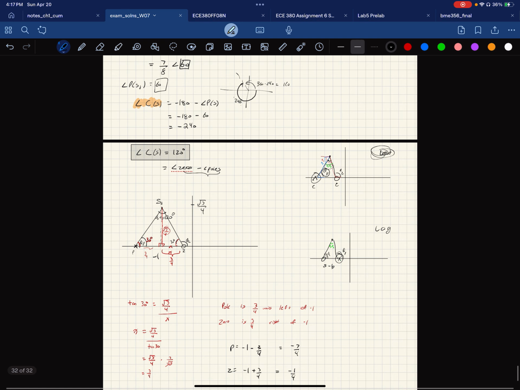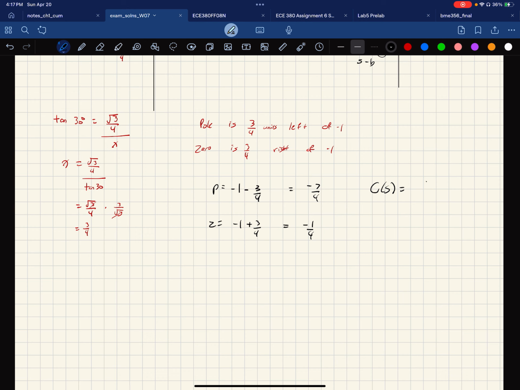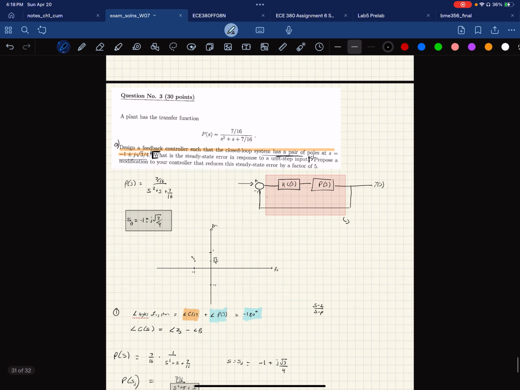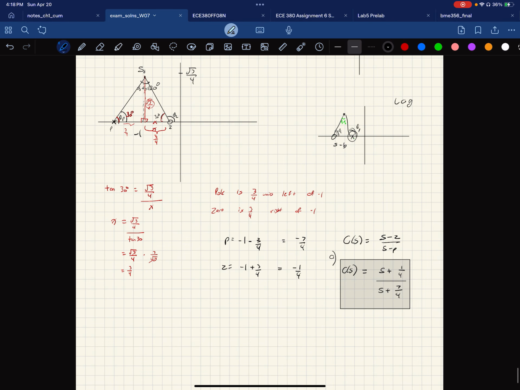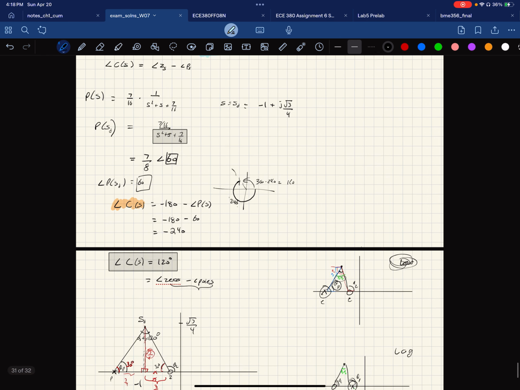Since I've used a lead, it literally does not matter, because my compensator is always of the form (s minus z) over (s minus p). So it's going to be of the form (s plus 1/4) to get a zero at -1/4, over (s plus 7/4) to get a pole at -7/4. That is my compensator. This is part I of part A of the question, right?